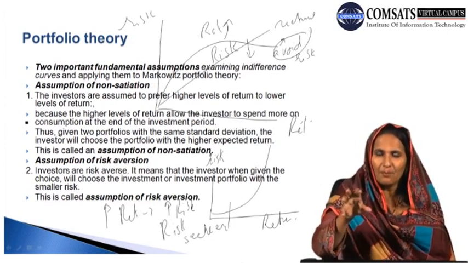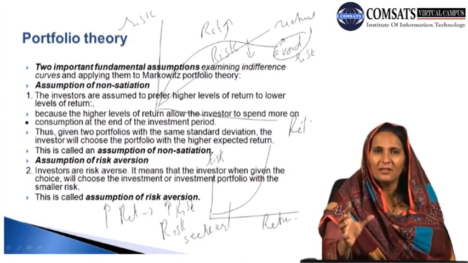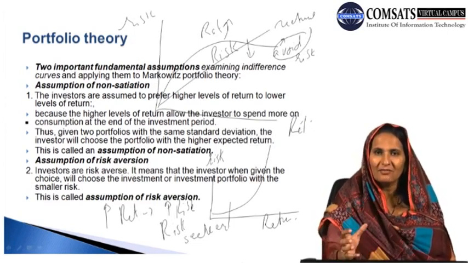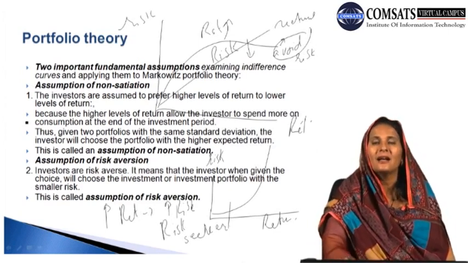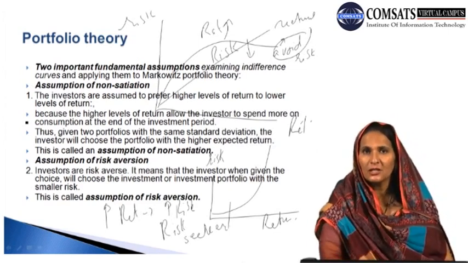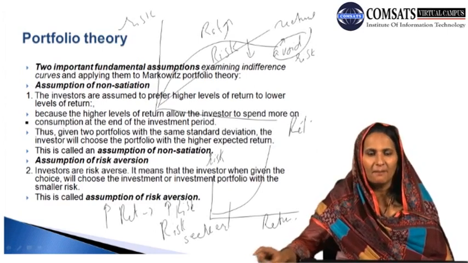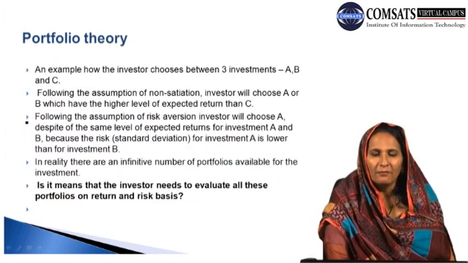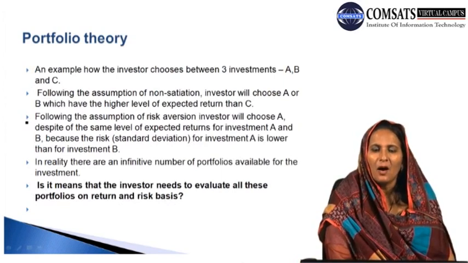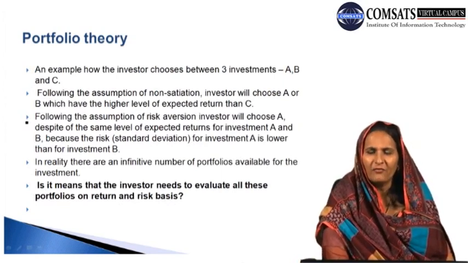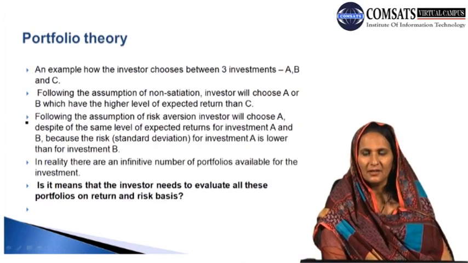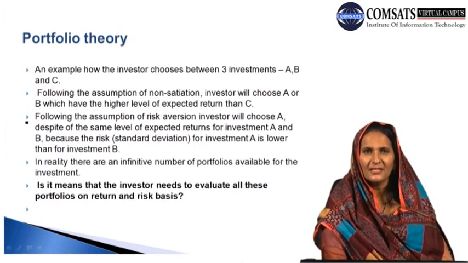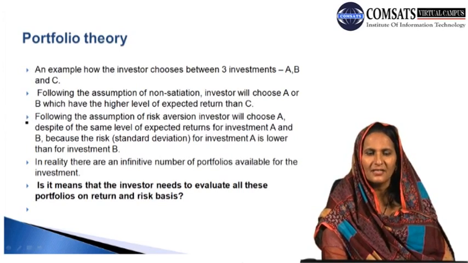So it is very much important to look at the nature of the investors and the choices and interest of the investors as far as the choices of the risk and return are concerned, which are associated with the assets and with the number of assets. We have an example, for example, how the investor chooses between three different investments, and these investments are A, B and C. We have three different investments. One is A, the other one is B, and the third one is C.